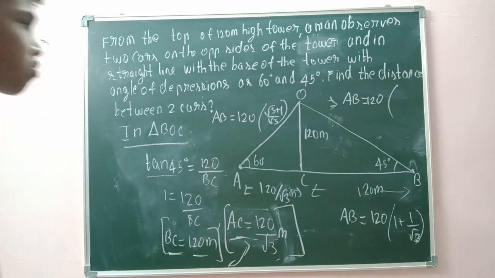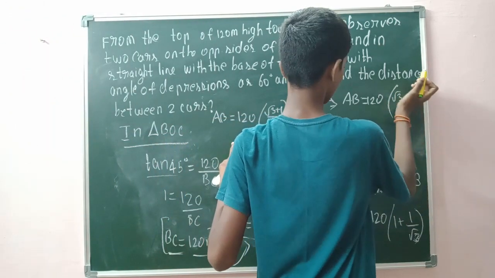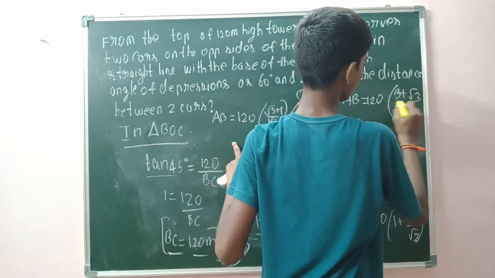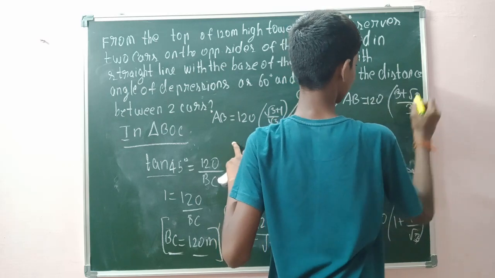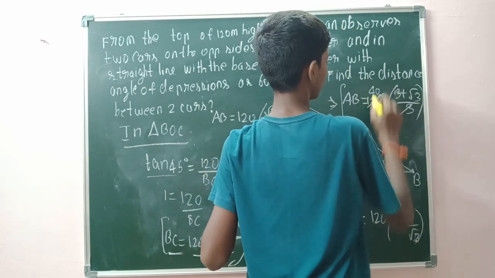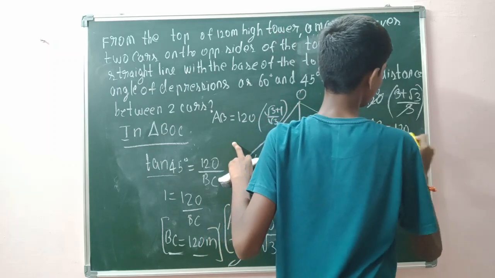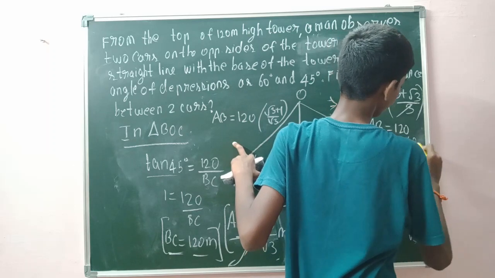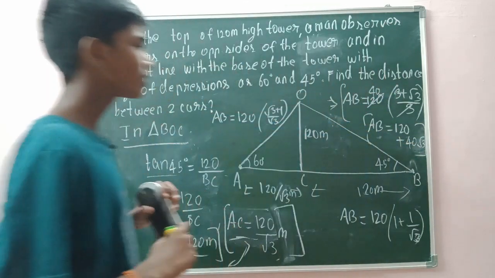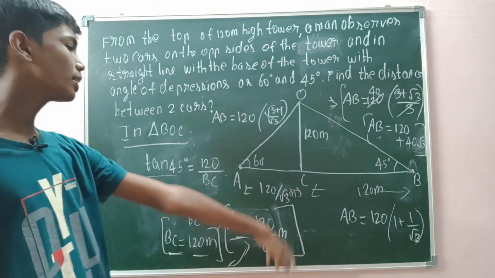AB will be equal to 120 times of root 3 plus 1 by root 3, root 3 times of 3 plus root 3 by 3. So just you need to solve it out. So AB will be equal to 120 plus 40 root 3. I think that's the answer. Calculations correct or not? I don't think there's any mistake. So just add up these two distances, 120 by root 3 plus 120.